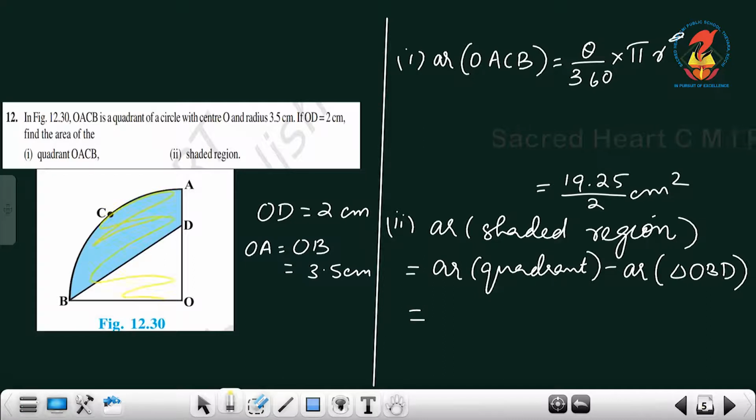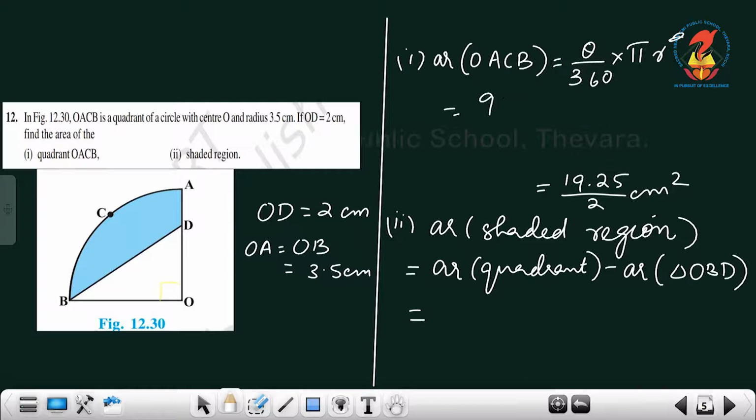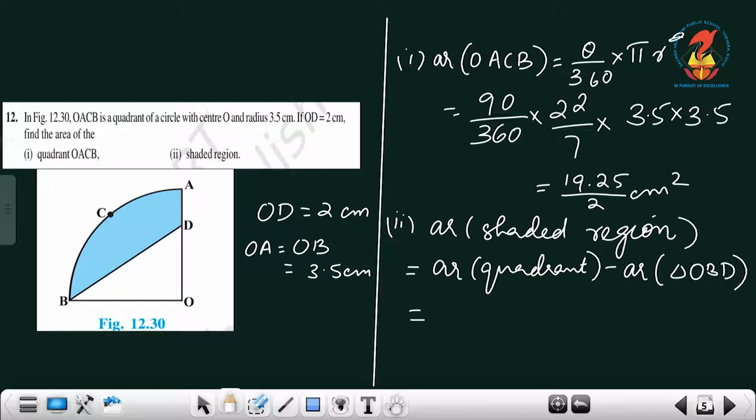What is the formula? Theta by 360 into pi r square. It is a quadrant of a circle, so it is 90 degree. So we can write this as 90 divided by 360 into 22 by 7 into, what about the radius? It is equal to 3.5 into 3.5, which you will get as 19.25 divided by 2.